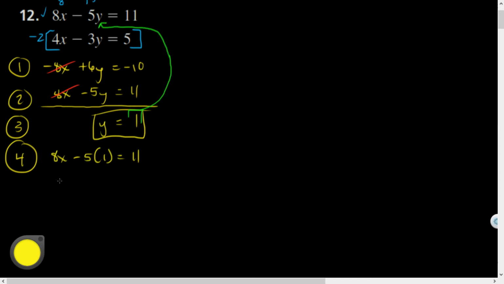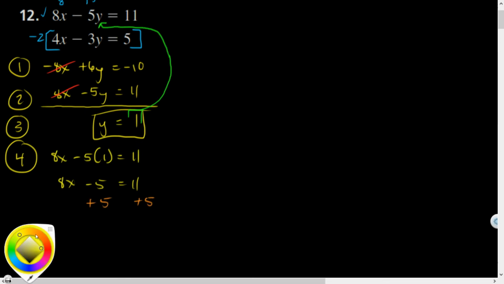So let's solve this. 8x minus 5 equals 11. Oh, we are experts at solving this. Let's add 5 to both sides. 8x equals 16. And then divide both sides by 8.